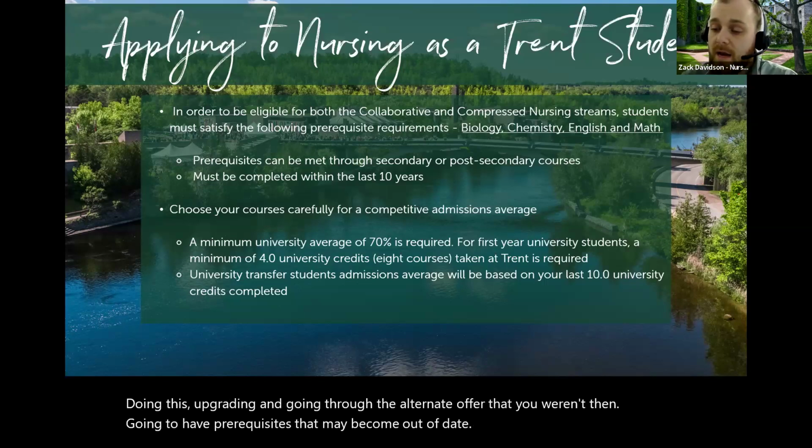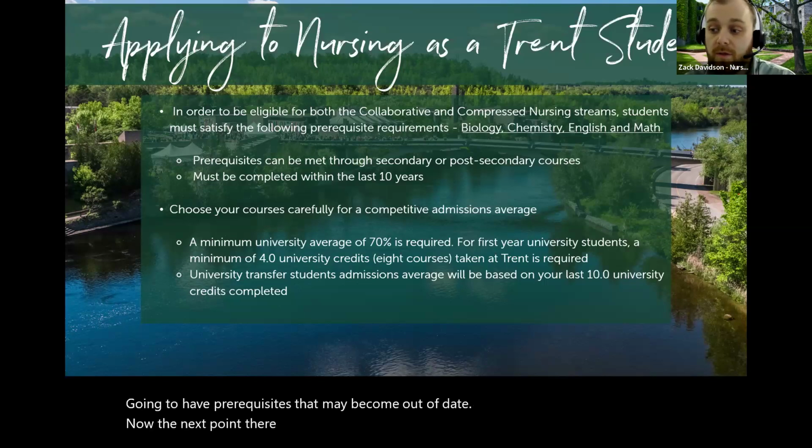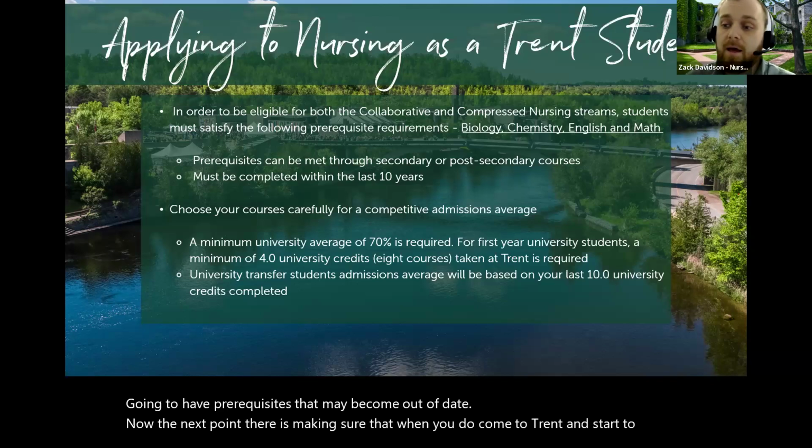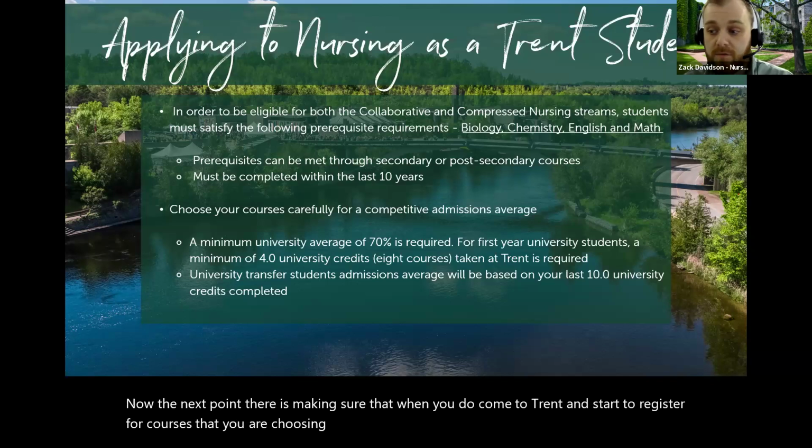Now, the next point there is making sure that when you do come to Trent and start to register for courses, that you are choosing your courses carefully for a competitive admissions average. And I'm going to get into that a little bit here now.